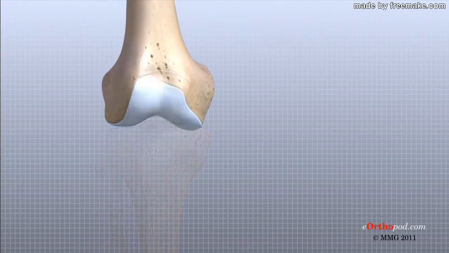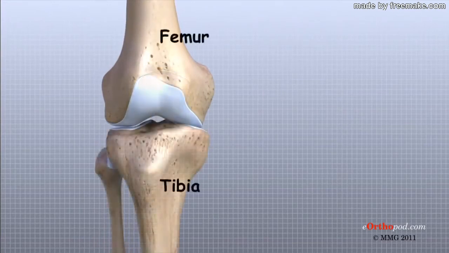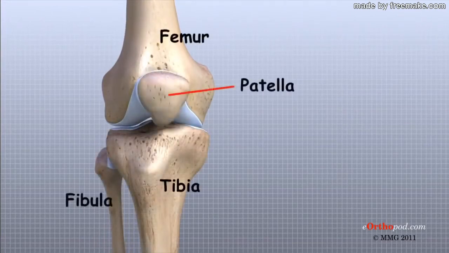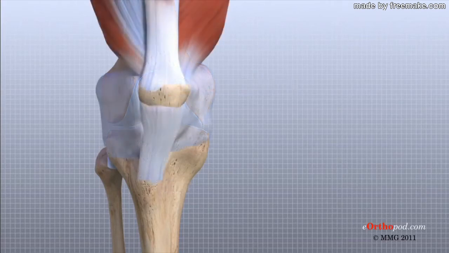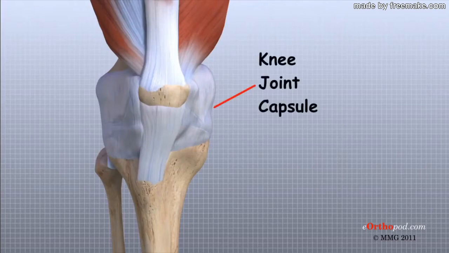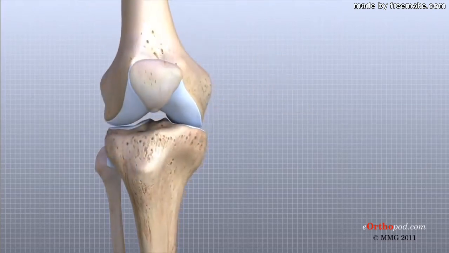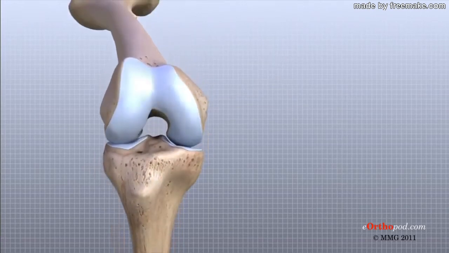The knee is the joint where the femur and the tibia meet. The patella, or kneecap as it is commonly called, is made of bone and sits in front of the knee. The knee joint is a synovial joint. Synovial joints are enclosed by a ligament capsule and contain a fluid called synovial fluid that lubricates the joint. The end of the femur joins the top of the tibia to create the knee joint.